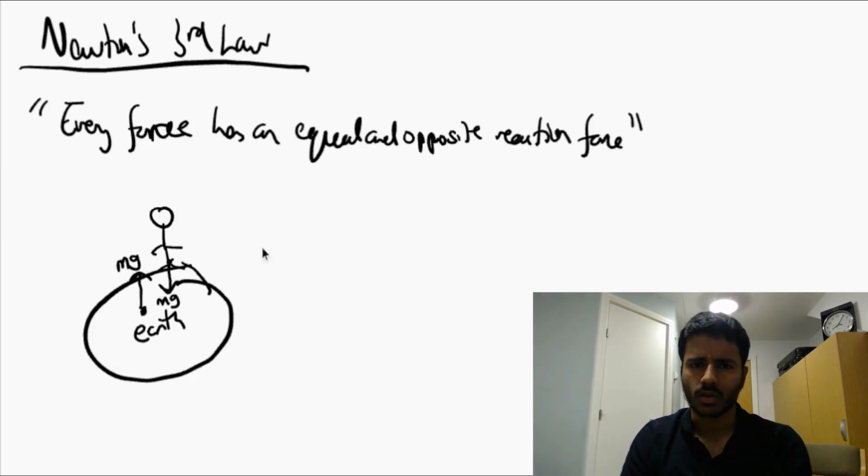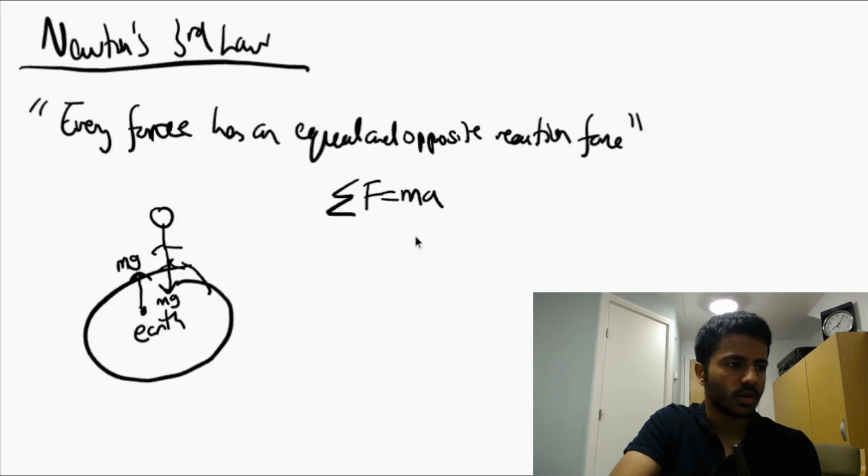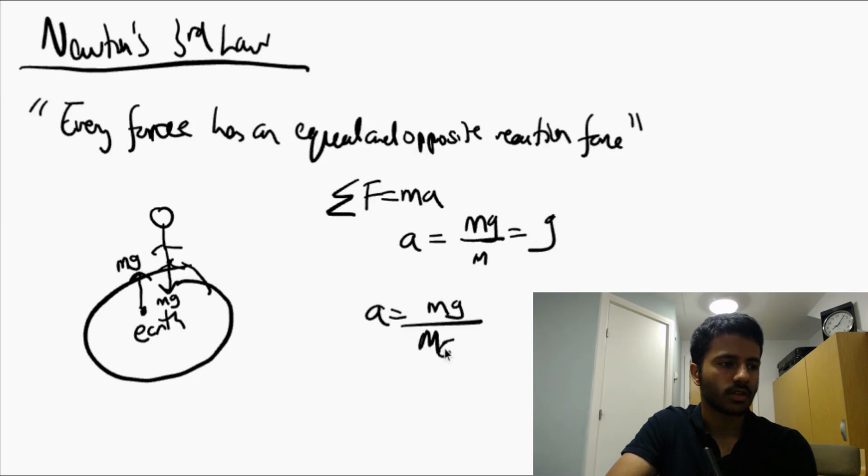And I might think, hang on, then surely the earth would accelerate towards me. Well, let's have a look. We know that for you, the resultant force is equal to F equals ma. Your acceleration will be mg over m, which is g. Now for the earth, its acceleration is mg over the mass of the earth.